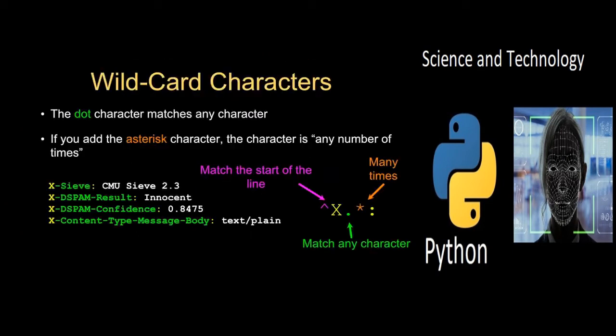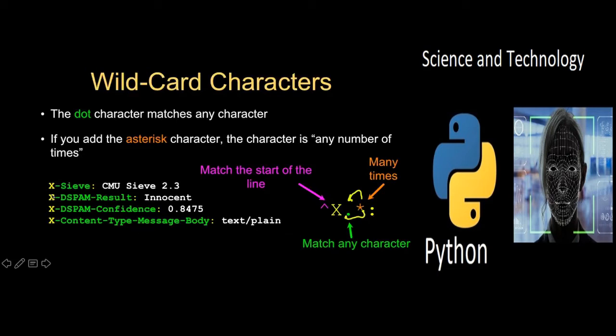And so a couple other special characters: caret matches the beginning of the line. This capital X matches itself. Dot is a wildcard that matches any character. And then some of the characters in regular expressions modify the immediately preceding character. And so that says, look for a line that starts with X and then has many characters, that's with these two things, 0 or more characters, followed by a colon.